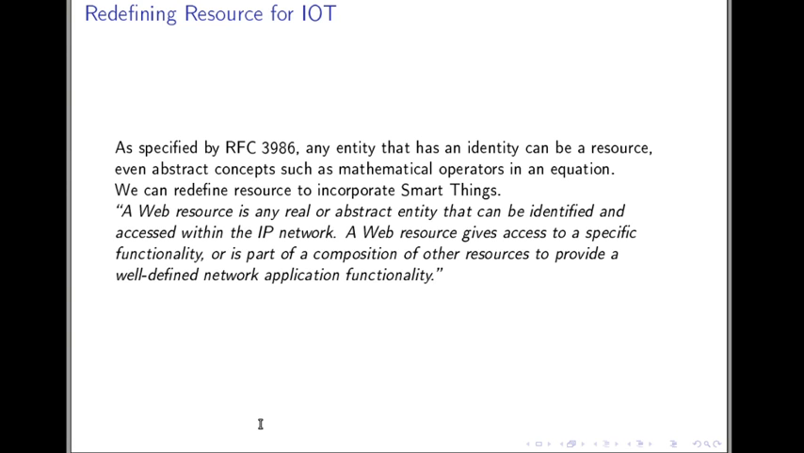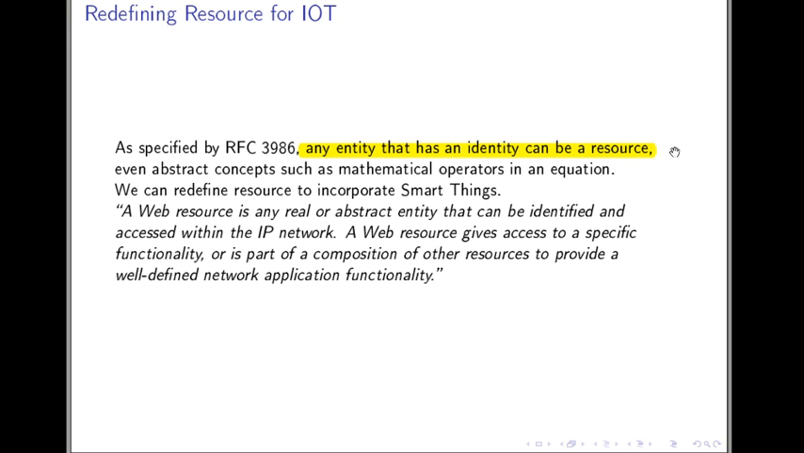Redefining resource for IoT as specified by RFC 3986: any entity that has identity can be a resource. So basically the definition of resource simply says that any entity that has identity can be a resource. Even abstract concepts such as a mathematical operator in an equation can be a resource. We can define resource to incorporate smart things. A web resource is any real or abstract entity that can be identified and accessed within the IP network. So the nodes in the IoT network also have a unique IP.